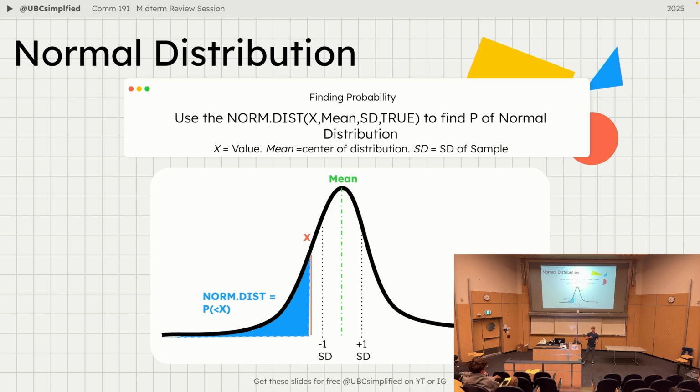Okay, and the inverse of the norm.dist function, what you give it is a probability, and then it gives you the x. So for norm.dist, you give it an x value, a position on your graph, and then it gives you a probability. For norm.inv, inverse, you give it a probability, and it gives you back an x value.